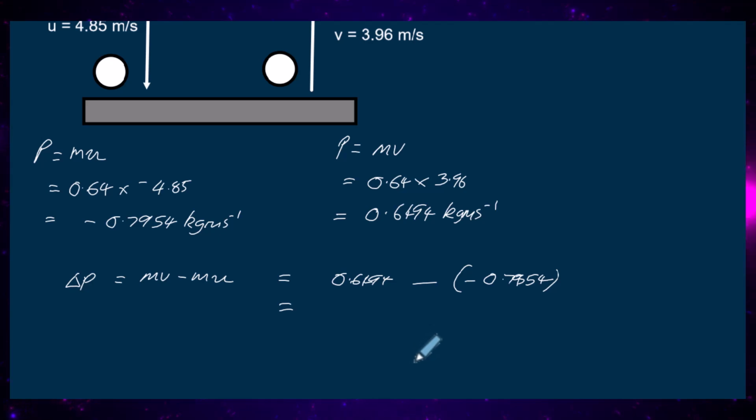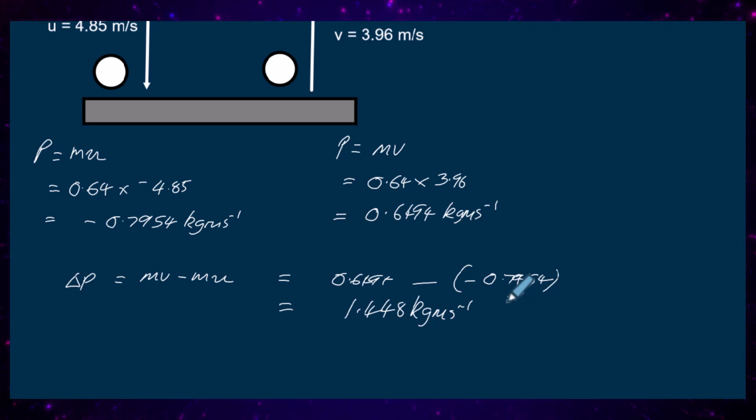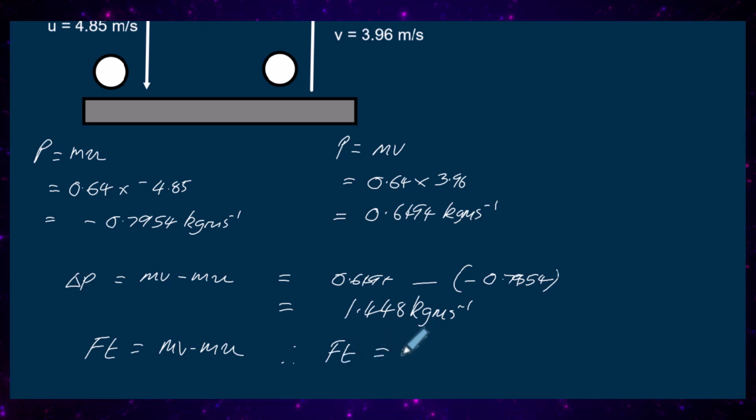We have the change of momentum equal to 1.448. So the change of momentum is 1.448, and it'll be kilogram metres per second. Now we know that the change of momentum is exactly equal to the impulse. So the impulse, Ft, equals the change of momentum, mv minus mu. So therefore impulse Ft is going to be equal to 1.448, and we change units to newton seconds. Remember, change of momentum is kilogram metres per second, impulse is newton seconds.